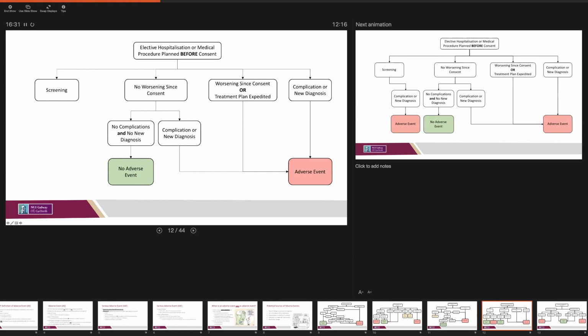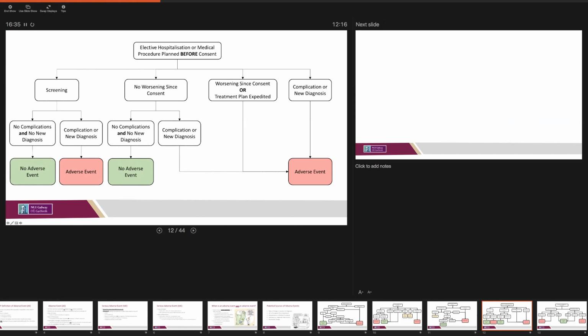And you'll see here again, the screening raises its head. It's exactly the same as it was before. If a screening test occurs and there's no complications and no diagnosis, it's not an event. And if there is a complication or a diagnosis, it is an adverse event.